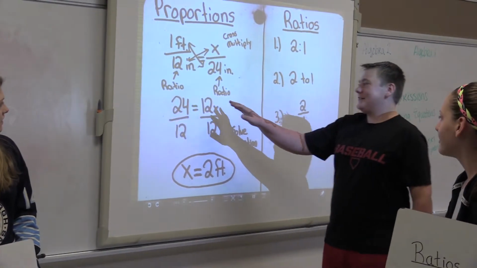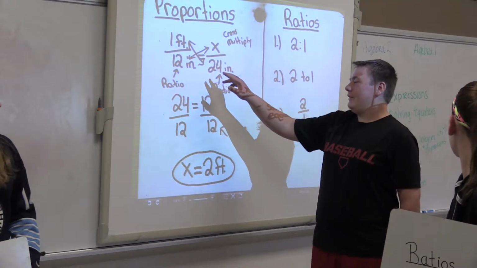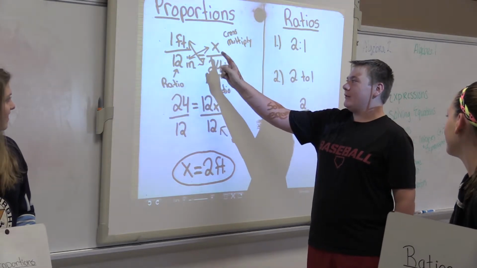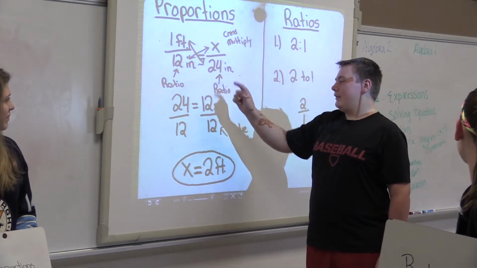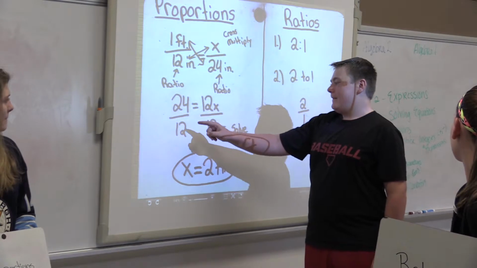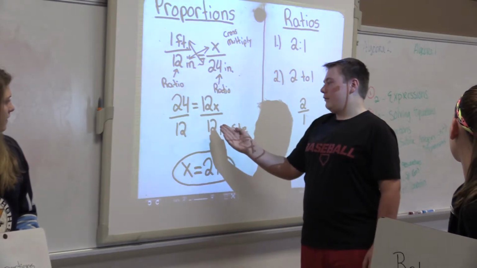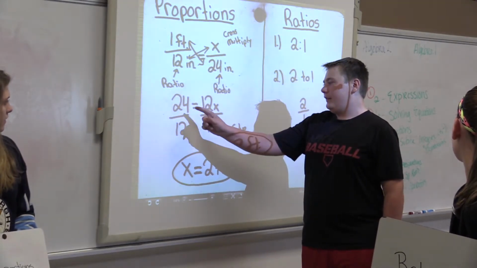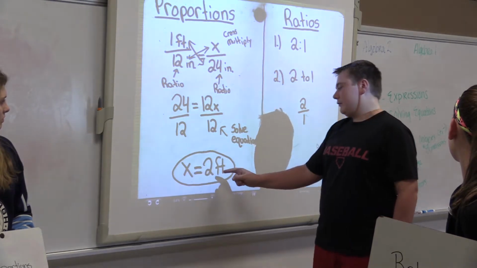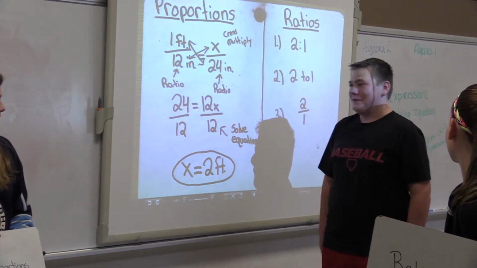For the proportions, you need to have 2 ratios to make it up. You would cross multiply the ratios to get this equation. Then you would divide by 12 to get x on its own side, and then divide 24 by 12, which will be 2. That's how you get your answer.